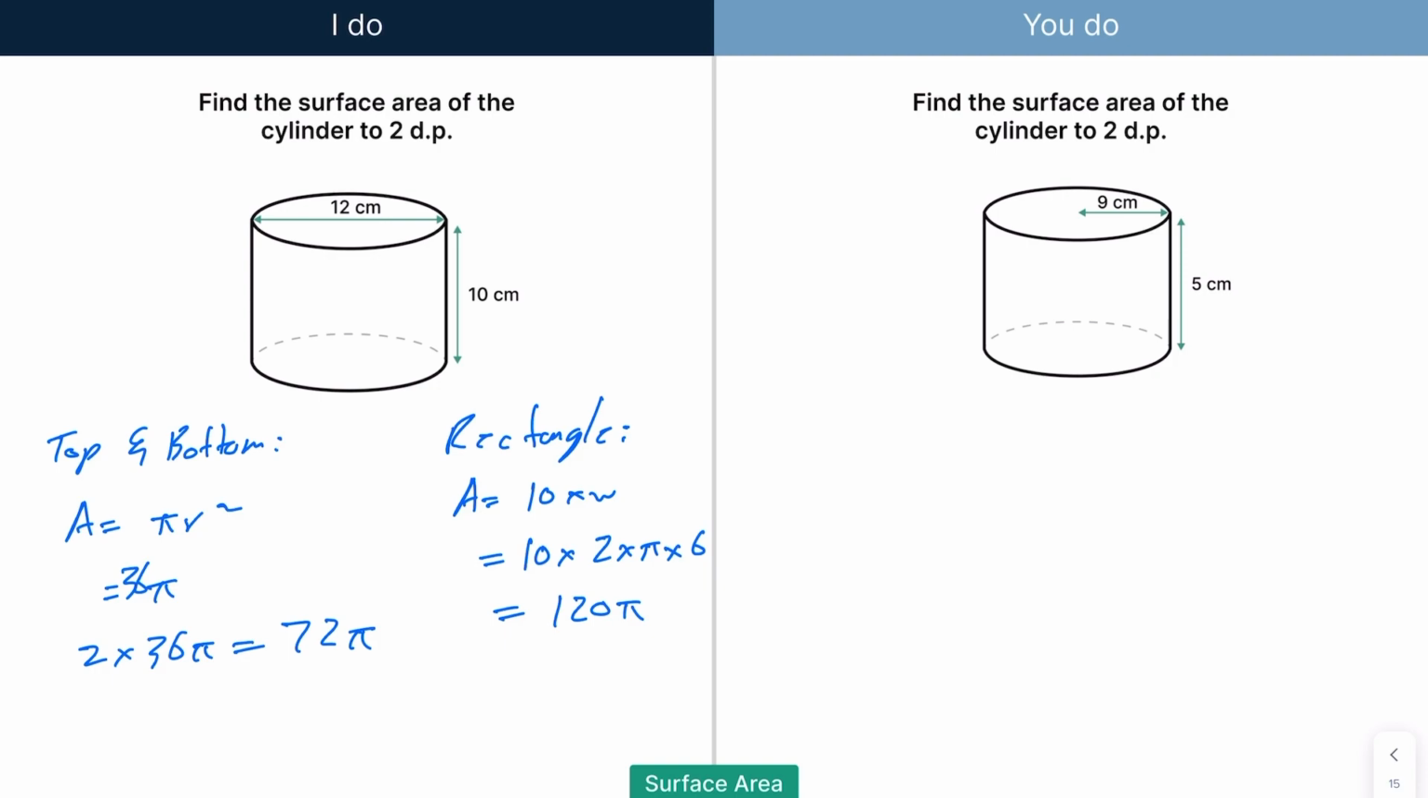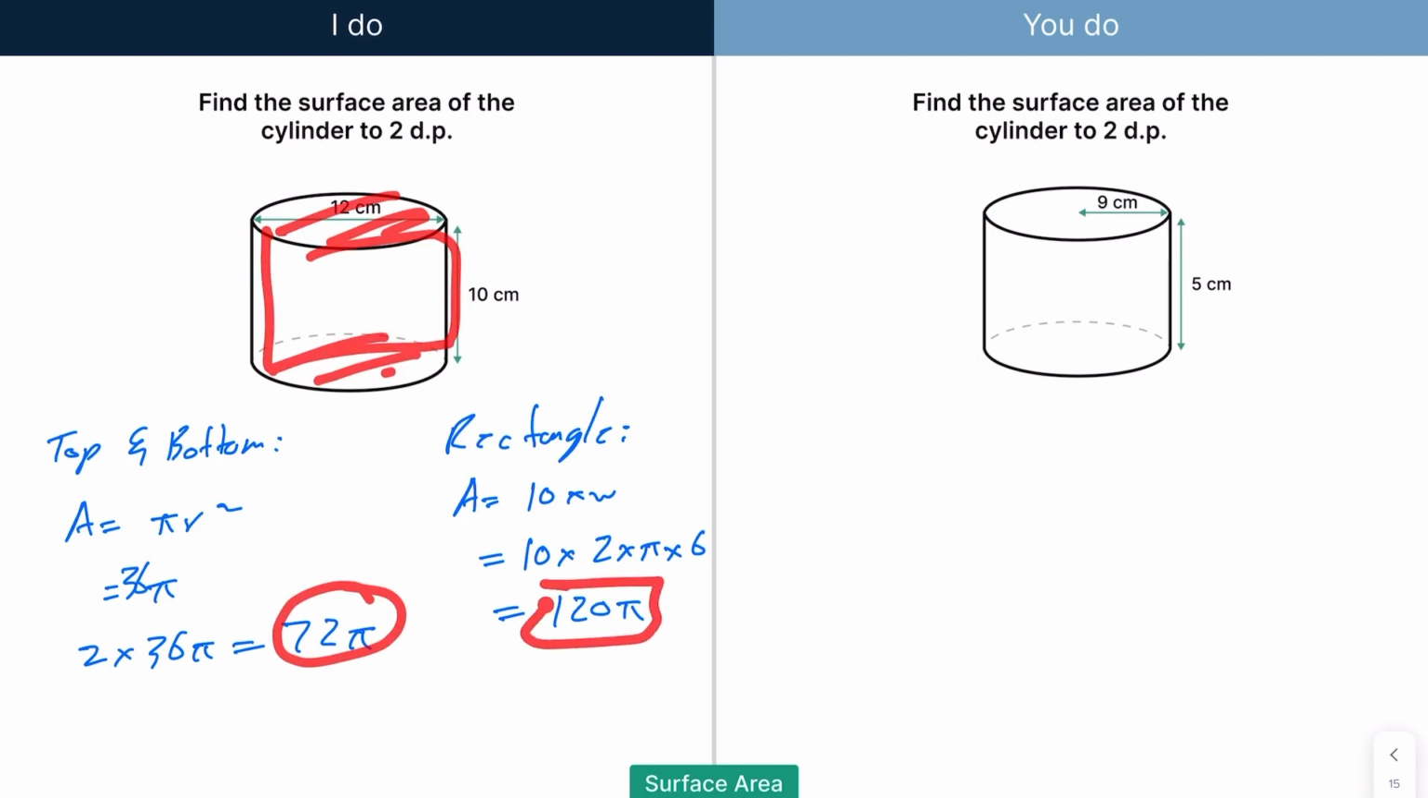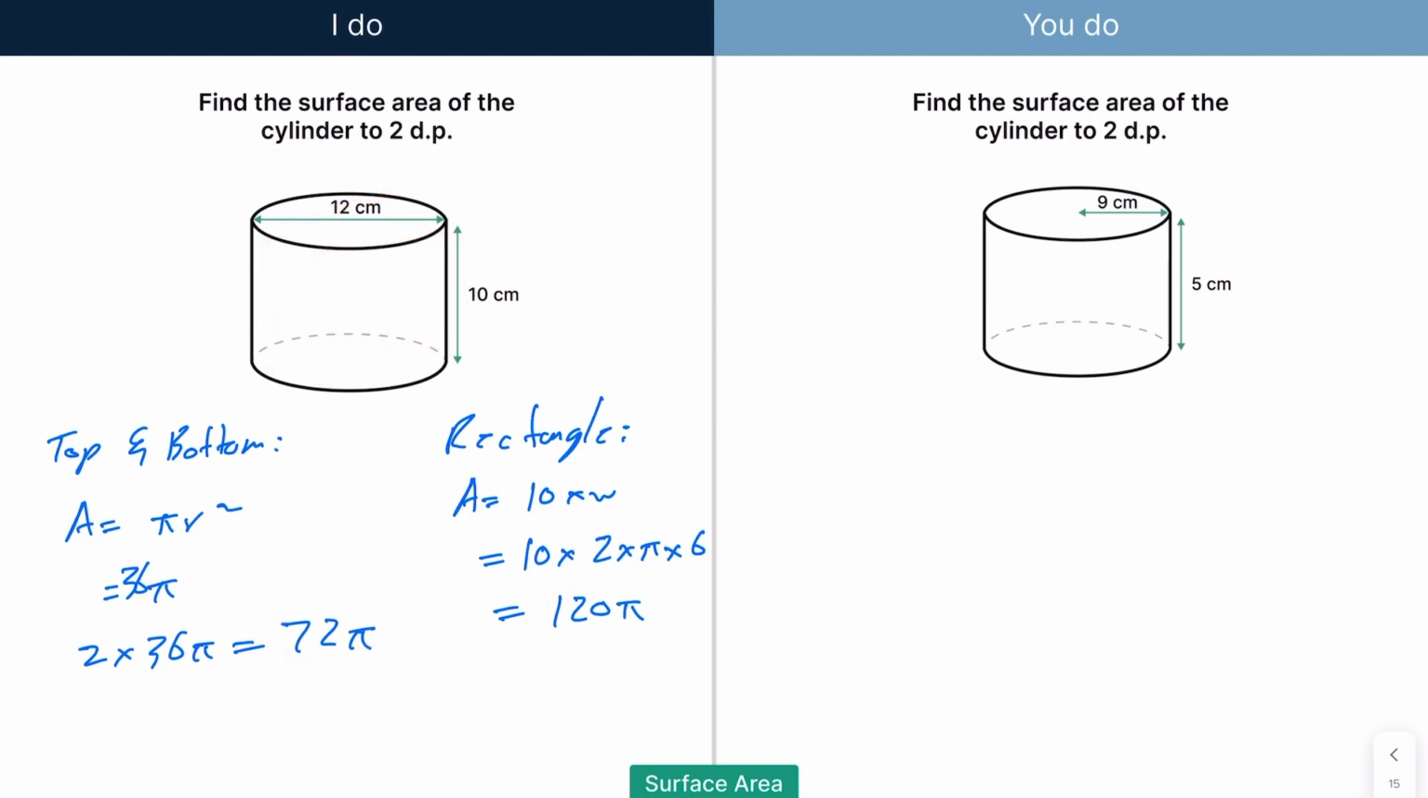So now the total area, now we know that the circles are 72 pi, and we know this rectangle is 120 pi. We can just add that together. So that'll be 120 pi plus 72 pi. And if I type that in my calculator, we have 120 pi plus 72 pi, and then to 2 decimal places, that's 603.19. Now careful here, the units are centimeters squared because we're working with area.